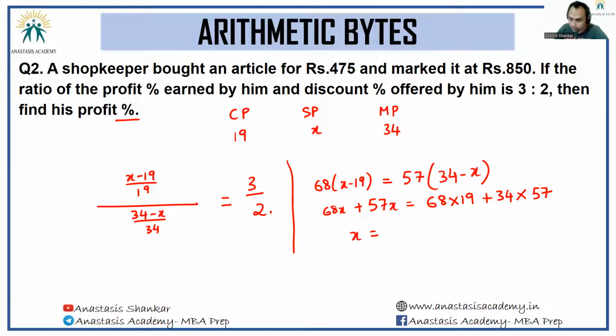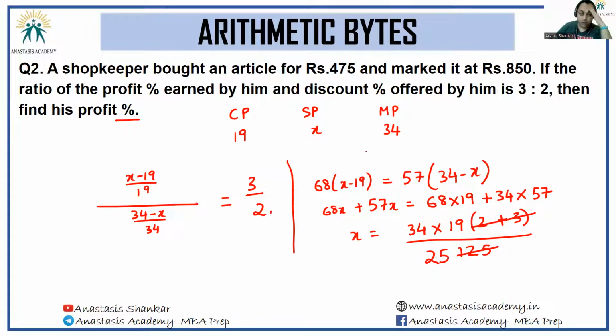Cool. So x will be equal to, can I take 34 out common and 19 out common? Yes. So 34 into 19, the first term gives me 2, the second term gives me 3 as common. Whole thing divided by 125. Wonderful. So this and this gone gives me 25. Ooh, now I understand why they had given a multiple of 25 here. Okay.